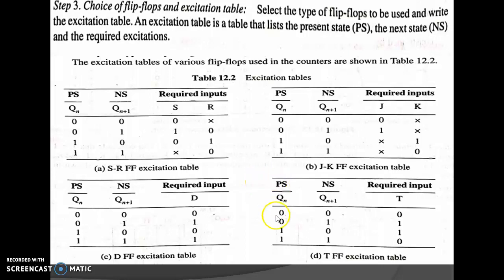Next is T flip-flop. Present state, next state, both values 0, this time T equal to 0. Present state 0, next state 1, T value 1. Present state 1, next state 0, T equal to 1. Present state 1, next state 1, this time T value 0.